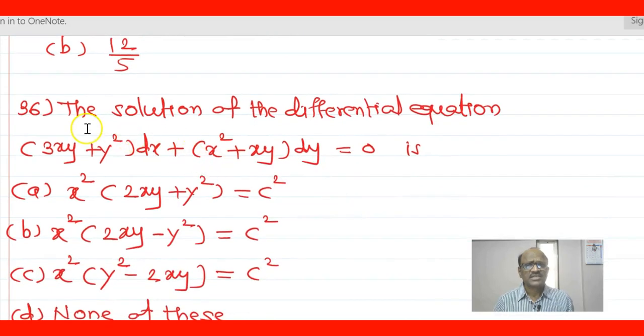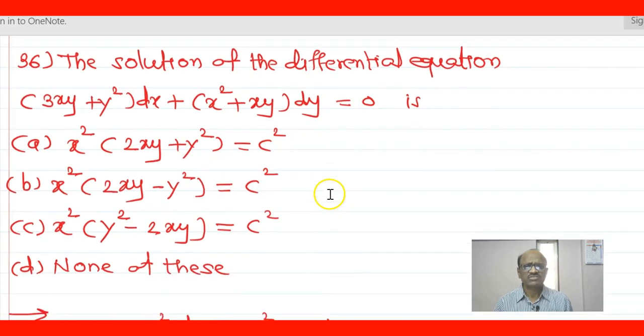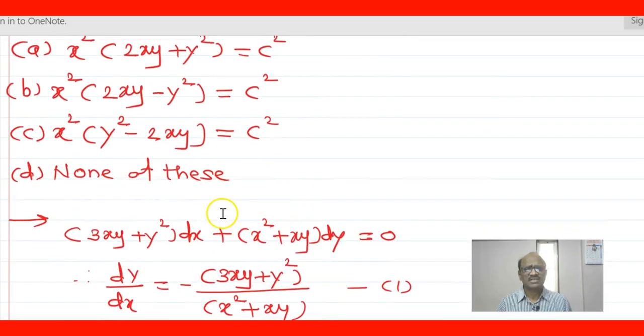Now next, the solution of the differential equation (3xy plus y square) into dx plus (x square plus xy) into dy equal to 0 is: x square in bracket 2xy plus y square equal to c square; x square in bracket xy minus y square is equal to c square; x square in bracket x square minus 2xy equal to c square; and last is none of these.